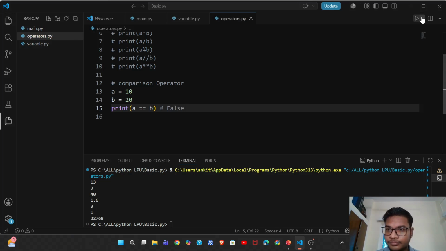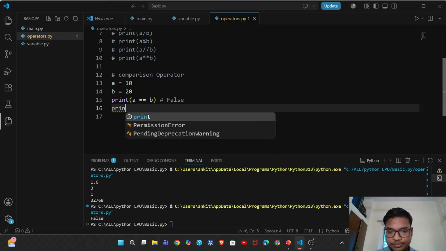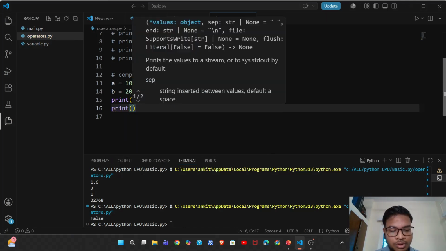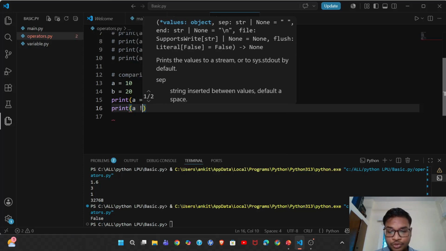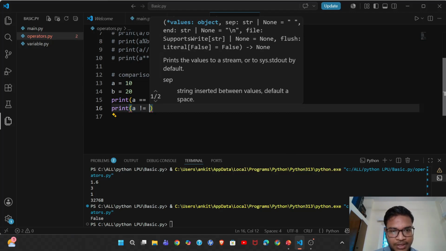False. False, correct. Then print A is not equal to. This is the sign of not equal to: exclamation mark and equal to.